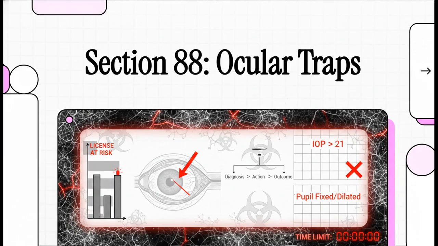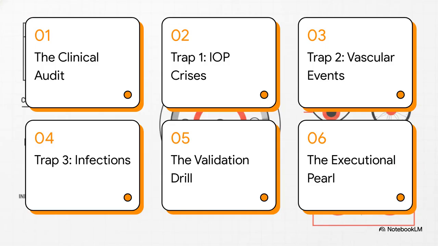Let's get to work. Here's your itinerary for this audit. We'll hit the clinical audit, Trap 1 covering IOP crises, Trap 2 on vascular events, and Trap 3 on infections. After that, we'll test your reflexes in the validation drill and wrap it all up with the executional pearl.